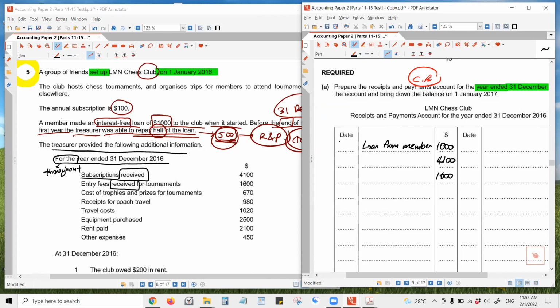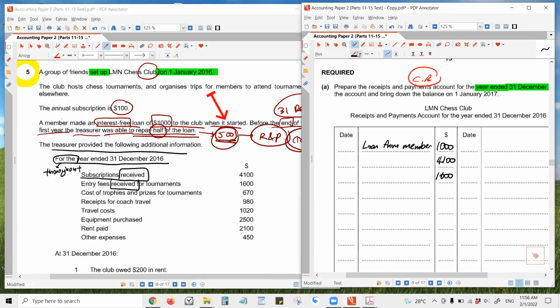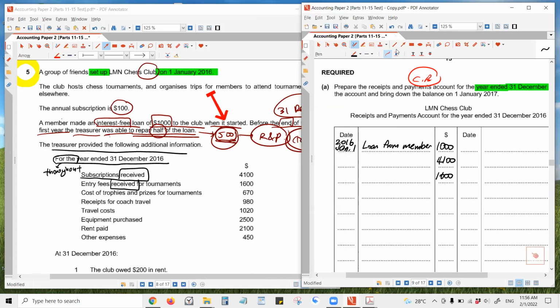The date for the loan, it says when it started. When it started means first day of the year. So show the date, 2016, January 1st. Okay, let me repeat. Why I show 2016 January 1st? Because the loan, you got it when it started, okay, when the club started, which is the first day of the year. Okay, then continue.